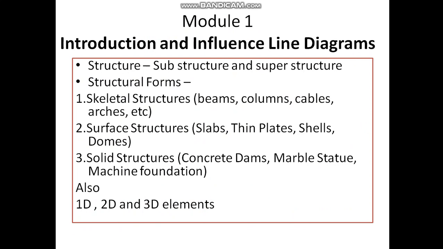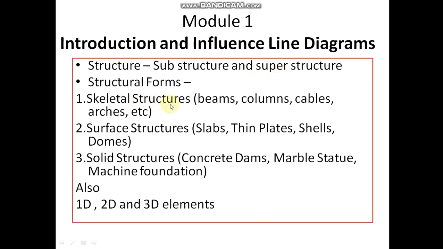In broad classification, a structure can be divided into substructure and superstructure. Further, the structural forms we can have as a skeletal structure, surface structure, and also solid structure. The substructure is a structure which is below the ground level. Superstructure is a structure which is above the ground level.